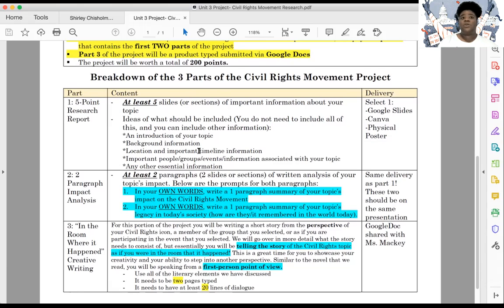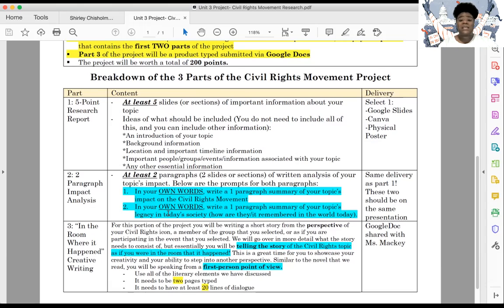An introduction, who your person is or what your topic is, background information that we need to know about your person or your event, the location and timeline around your person or your event, important other people or groups or events that are associated with your event. Okay, so you need at least 5 slides of information that introduces your event or your person to the reader. This can be done on Google Slides, Canva, or an actual poster board. And if you want to bring that poster board to the school, that first week back would be the most ideal time.